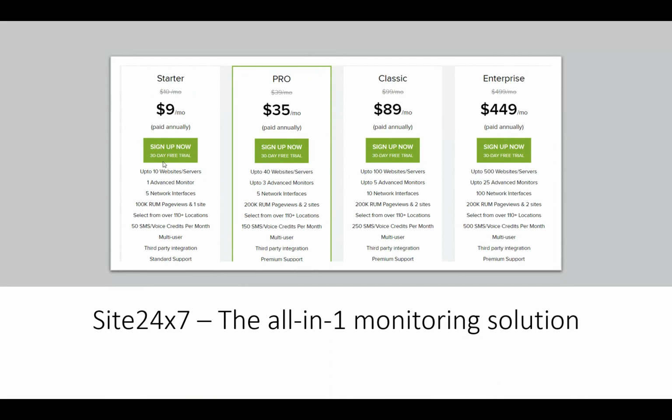So we have up to 10 websites or servers that you can monitor using the starter pack, which is as low as $9 per month, and 1 advanced monitor and 5 network interfaces for monitoring. So 1 advanced monitor here, it could be Tomcat, WebLogic, or databases like MySQL, MS SQL, Oracle, and it has got standard support, whereas the premium support is available starting from the Professional edition until the Enterprise edition.